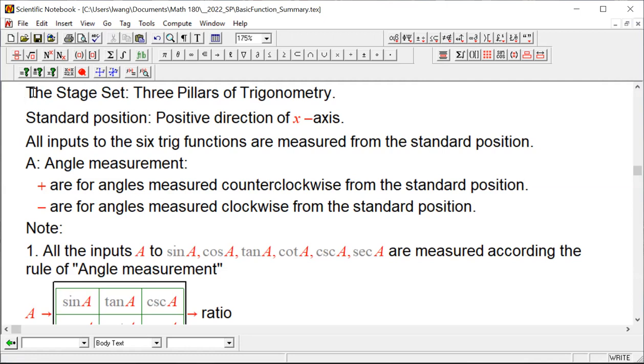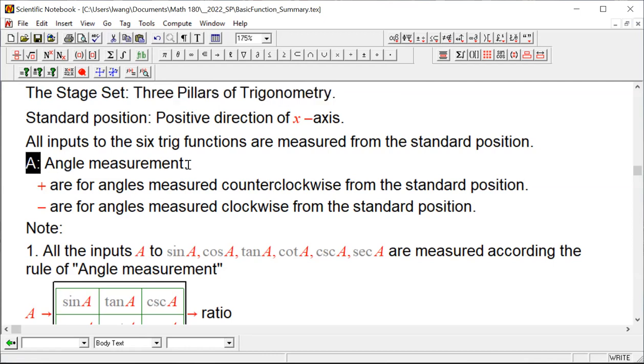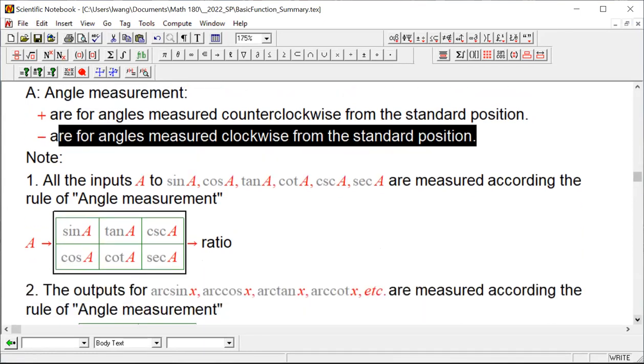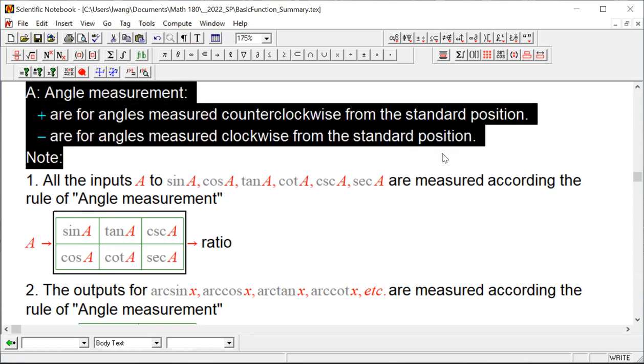We talk about the 3 pillars of trigonometry. A is for angle measurement. Positive angles are measured counterclockwise from the standard position. Negative angles are measured clockwise from the standard position. This angle measurement is very much related to the input for all of these functions. So the input to all of these functions is measured according to these rules.